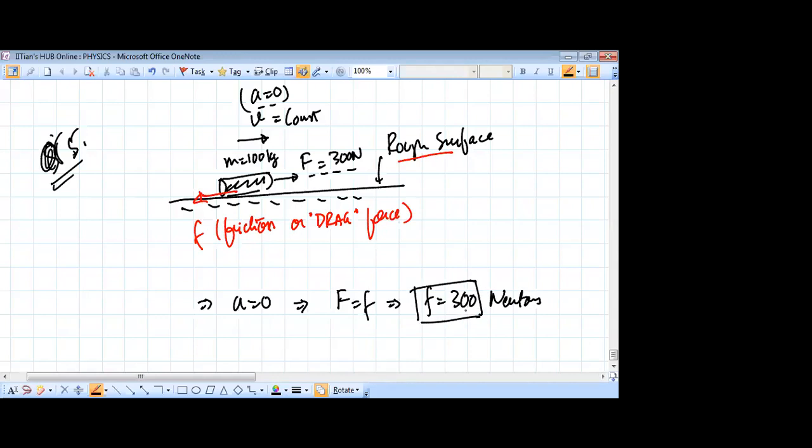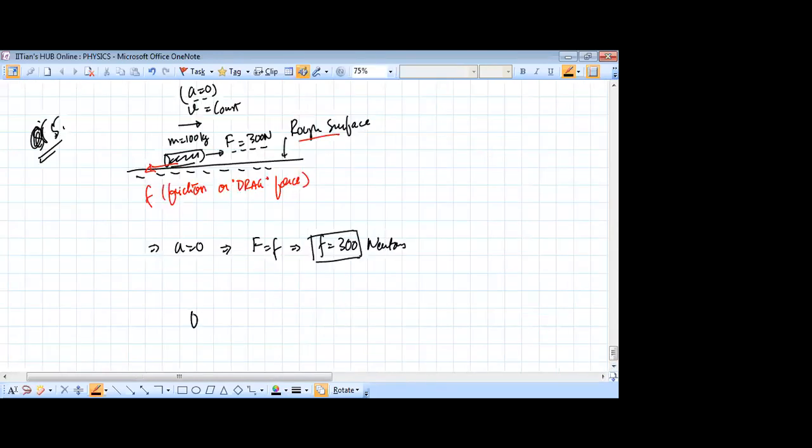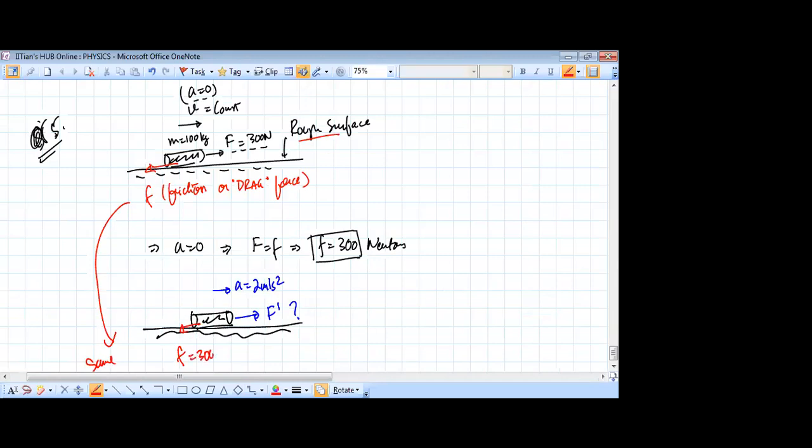Now the question is asking you what force you should exert so that you want the log to accelerate at 2 meters per second square. So in the second situation, you want the same log now on the same surface to accelerate at 2 meters per second square. So you have to increase this force. You have to make it something, F prime, which is larger, but the drag force acting on it will be the same. Okay, so this will be the same, and that will be 300 newtons.